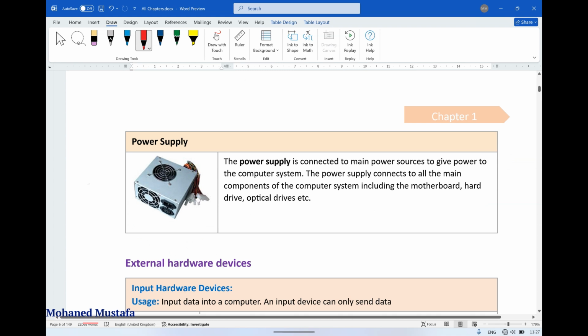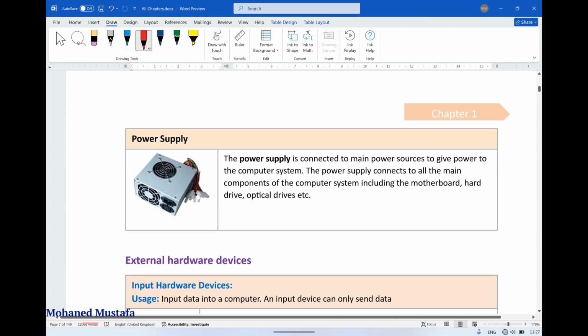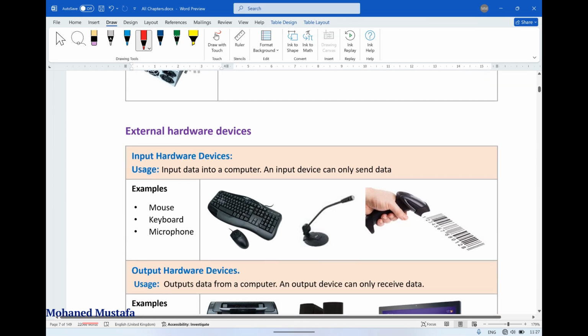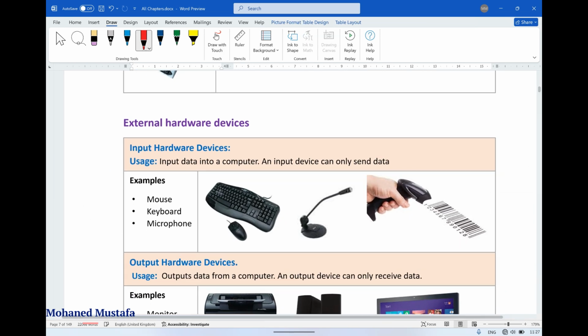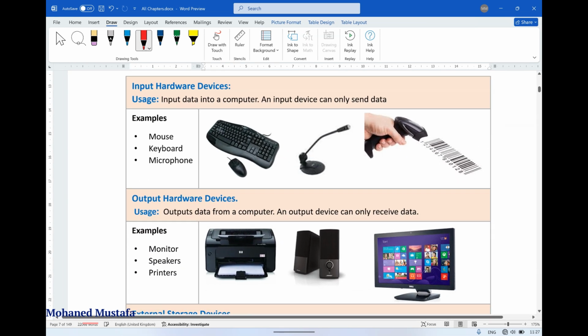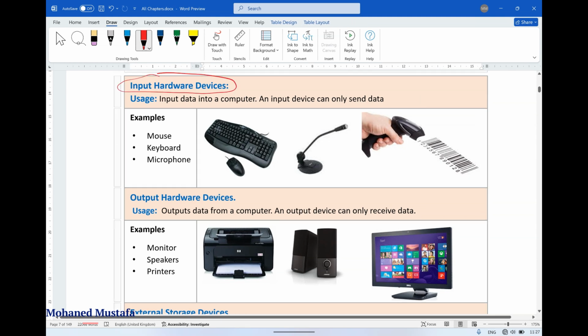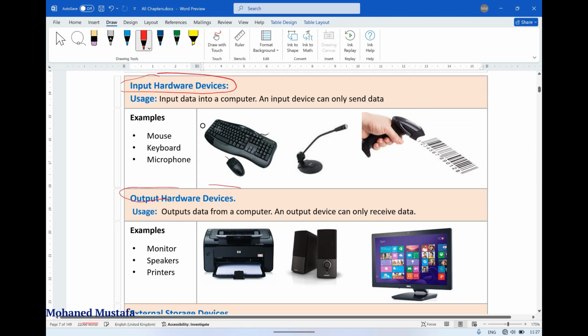What about the power supply? Why do we need the power supply? To provide power for all the physical components, yes. To all the internal components and external components. Speaking of external components, can you look at what we have here? Input hardware, output hardware. Why do we need input devices?